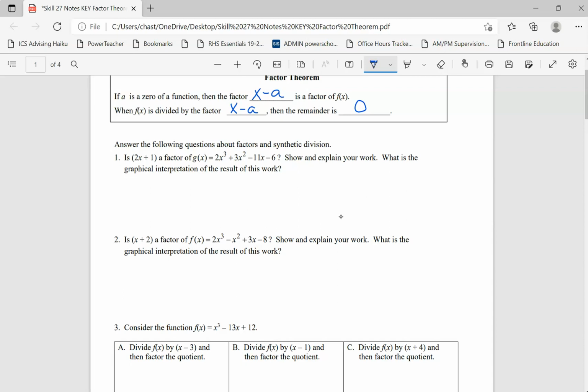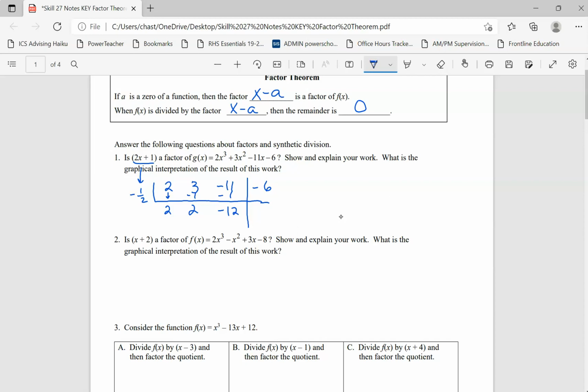Okay, so we're dividing here. So what we want to do is see if 2x plus 1, the zero there is going to be negative 1/2. I want to see if that goes into 2, 3, negative 11, negative 6. Okay? I want to see what happens with synthetic division. Bring down your 2. 2 times negative 1/2 is negative 1. 3 minus 1 is 2. 2 times negative 1/2, negative 1. That gives me negative 12 when I add those.